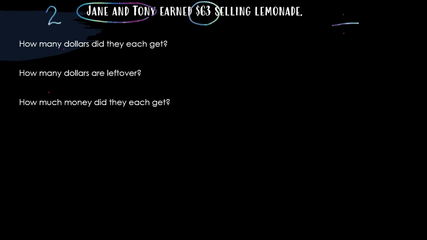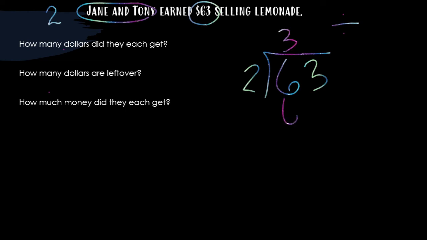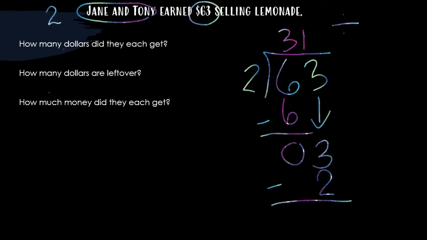So again, I'm going to set up my equation, 63. This time we are making groups of 2. 2 goes into 6 3 times. 2 times 3 is 6. That leaves us no remainder. So then we're going to look at the 3. I can make 1 group of 2, which is a total of 2, and that leaves a remainder of 1.